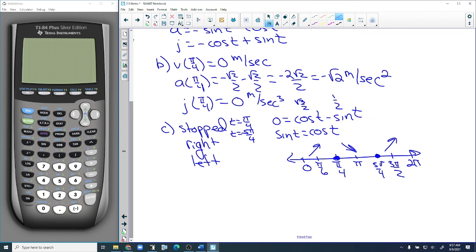So to the right is 0 to pi over 4. 0 has value. Cosine of 0 is 1 minus 0 is 1. There's a value there. It's not a 0. And then 5 pi over 4 to 2 pi. If you include 0, we don't include 2 pi. It's the same spot. We usually don't include it twice. And then left is pi over 4 to 5 pi over 4.